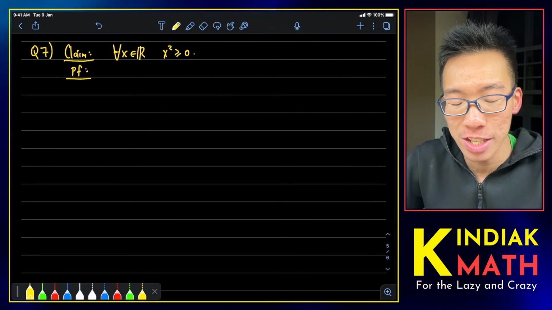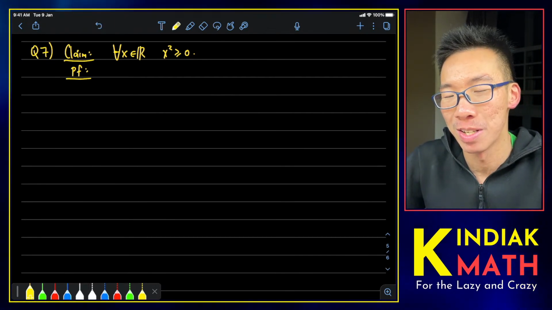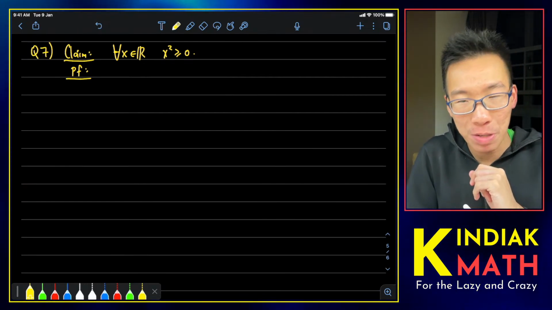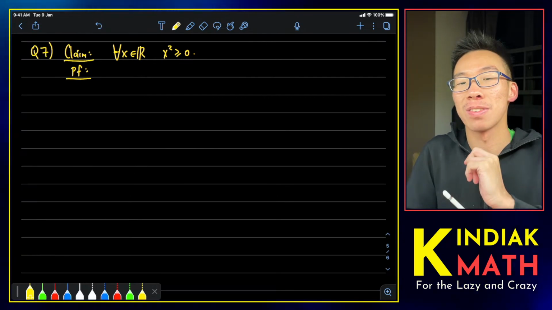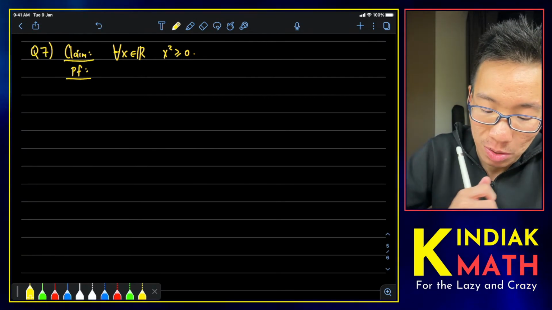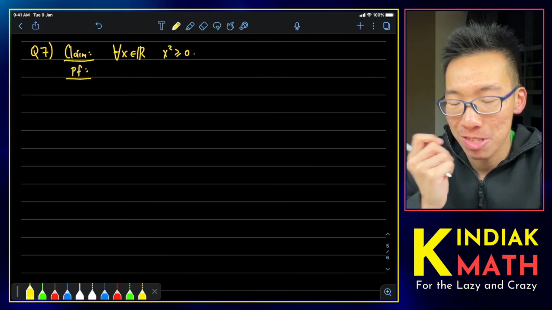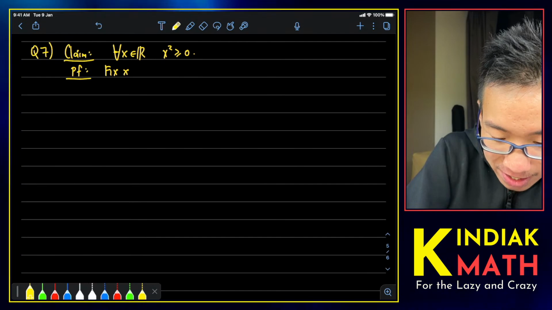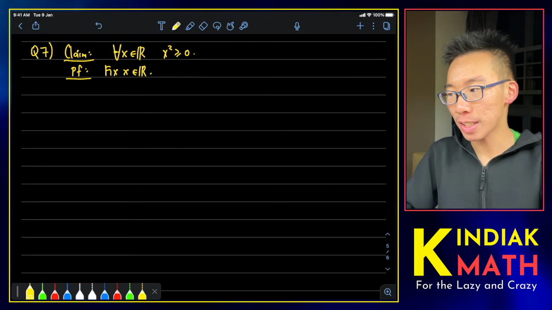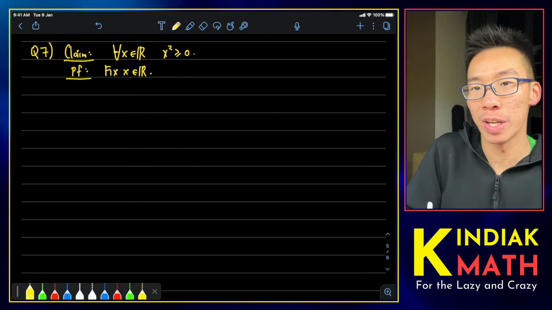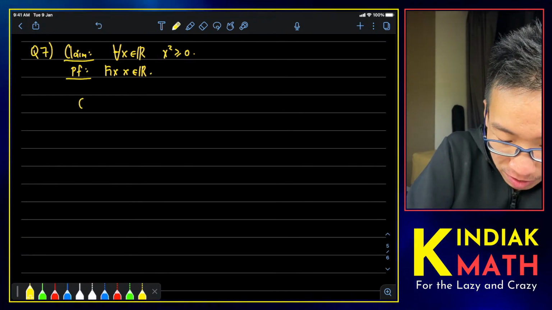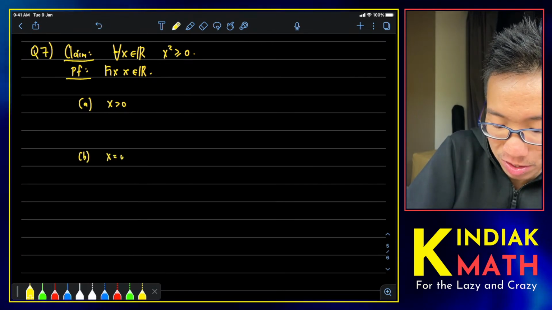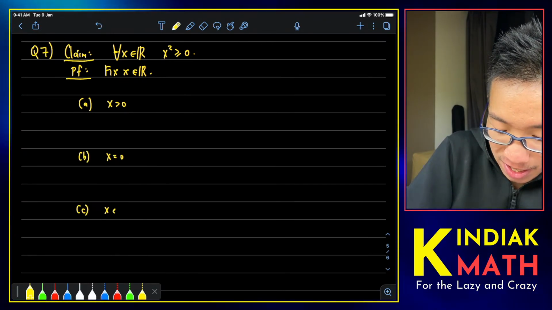Now, we are actually not assuming we know anything about discriminants. I know some of you love to just put discriminants, but strictly speaking, we don't know anything about discriminants as of now. So how do we even start? Well, here's the idea. Fix x as your real number. Since x is a real number, we have exactly one of 3 cases. The first case is that x is positive. The second case is that x is equal to 0. And the third case is that x is negative.